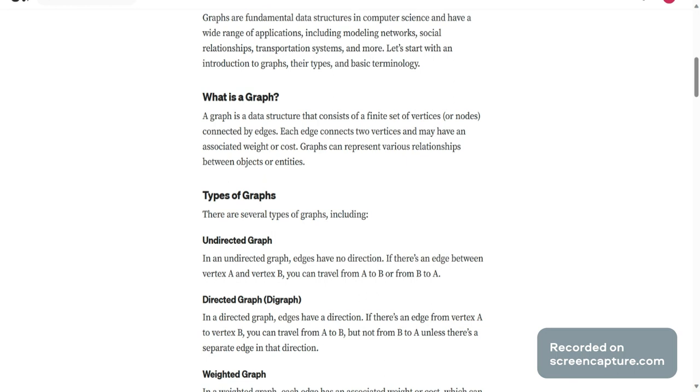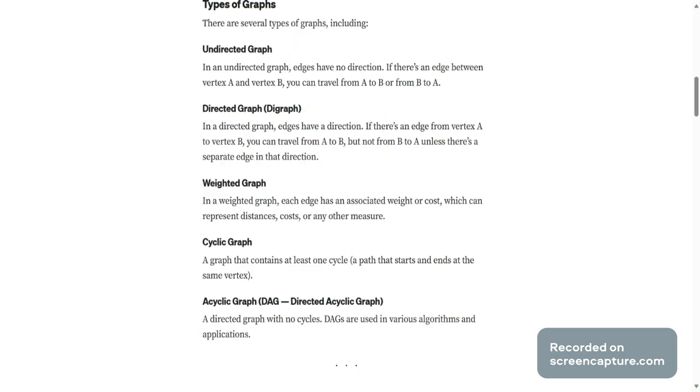Types of graphs. There are several types of graphs, which include the undirected graph, directed graph, weighted graph, cyclic graph, and acyclic graph. Coming to an undirected graph, in an undirected graph, edges have no direction. There is an edge between vertex A and vertex B. You can travel from A to B or B to A. Directed graph. In a directed graph, edges have direction. If there is an edge from vertex A to vertex B, you can travel from A to B but not from B to A unless there is a separate edge in that direction.